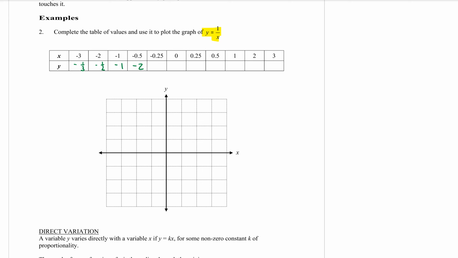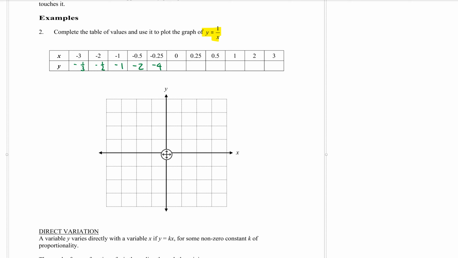So I've deliberately put in a few extra values in there so that we can see the shape of the hyperbola better. If we just go from negative 1 straight to the 0, you don't actually see the hyperbola bend very much. So we put a few extra decimals in there. Thanks, Ashton. That's enough. You don't need to do that every lesson.